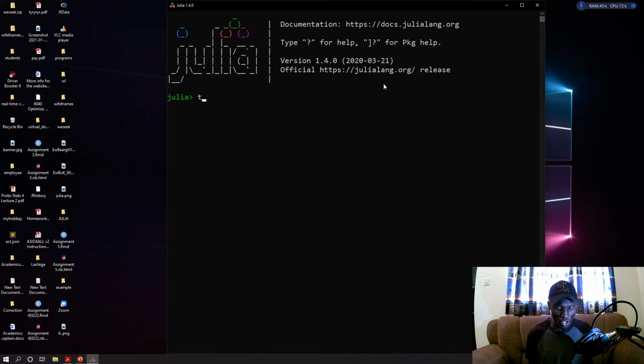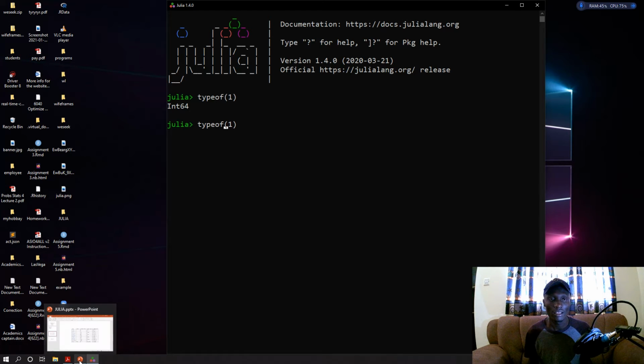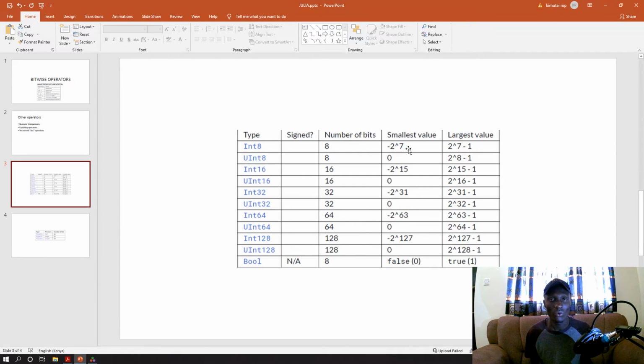As of now, you can always check the type of numbers. You remember, typeof is not only for numbers, it's for anything. typeof(1) gives you Int64, because I'm using a 64-bit system. I hope you still remember that. If it's a 32-bit system, then it will be Int32 by default. But 1 is obviously less than 2 to the power 7 minus 1.